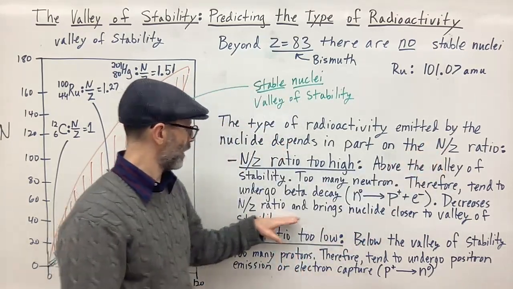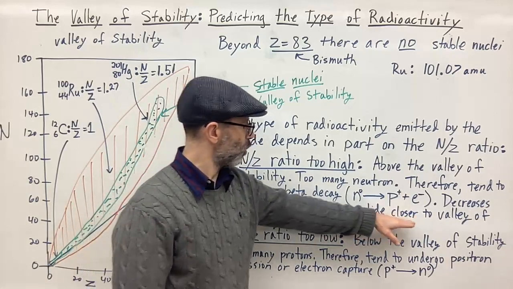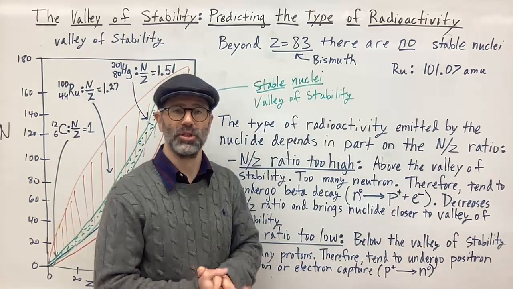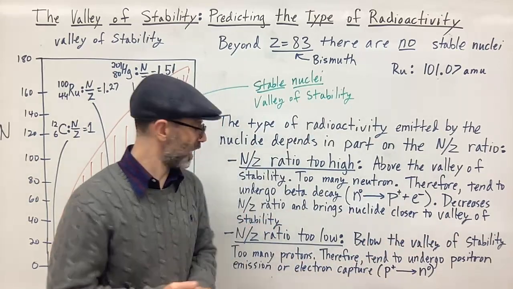And so therefore, that's going to bring the nuclide closer to the valley of stability. So the new nuclide will be closer to the valley of stability and therefore more stable.